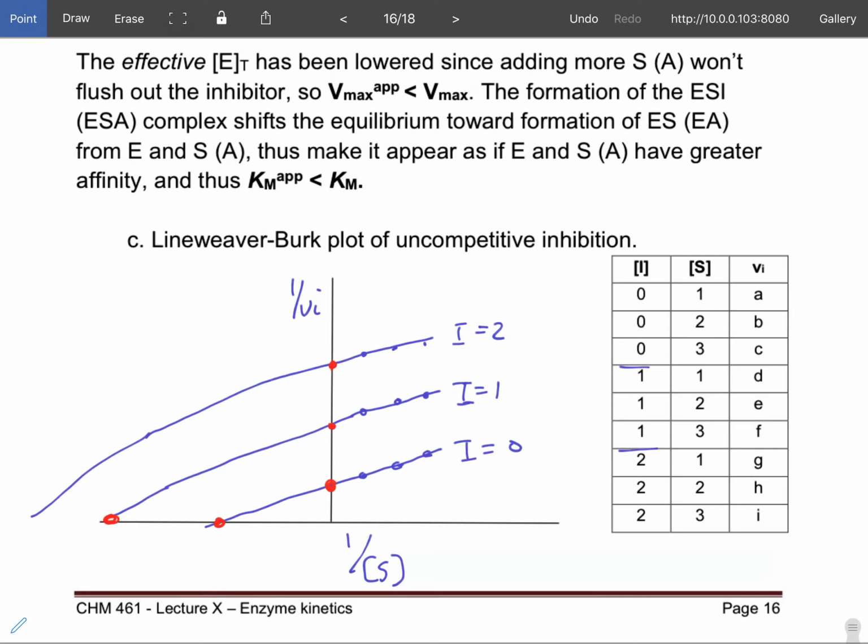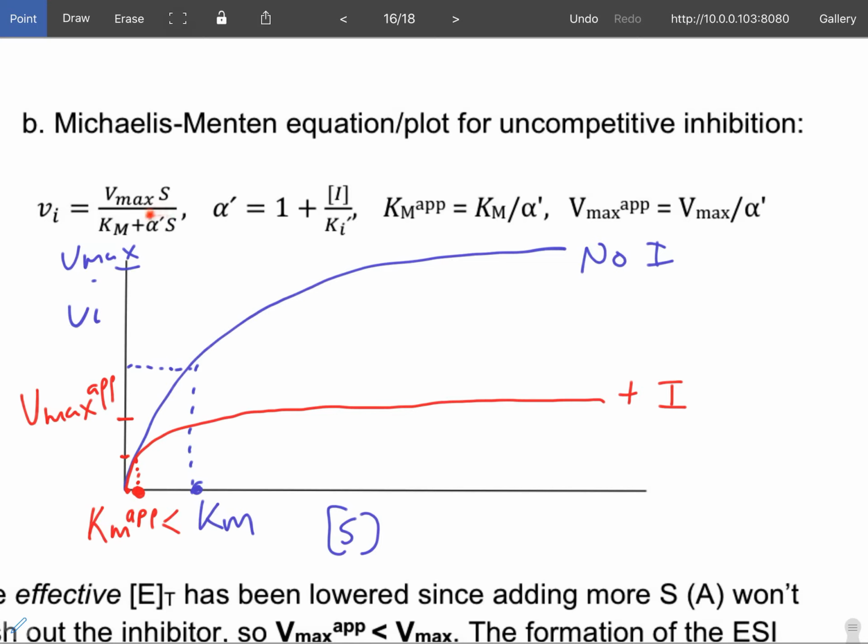And quickly, just looking at the equation for this, again, we have this Ki prime, we have this alpha prime value modifying that, just like we saw with the mixed inhibitor. Because it's combining with the enzyme substrate complex, we give it the prime. And we can see the values of Km apparent would decrease because we're dividing by that alpha value, which is always going to be greater than 1. And similarly, the Vmax apparent will also decrease because we are dividing by that alpha value.